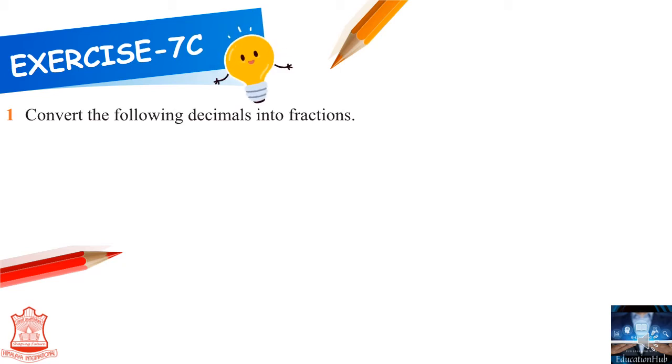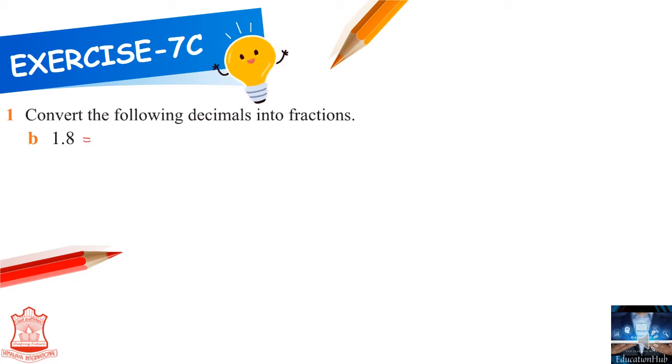Question number 1 says that convert the following decimals into fractions. That means we will be given decimals and we need to convert them into fractions. So let's see how we are going to do. B part is 1.8. See how we are going to convert 1.8.